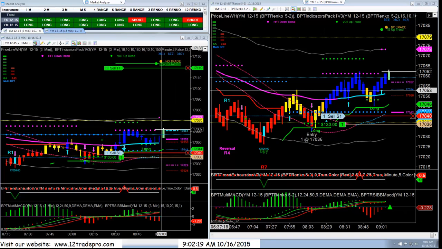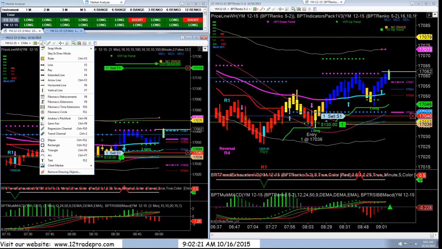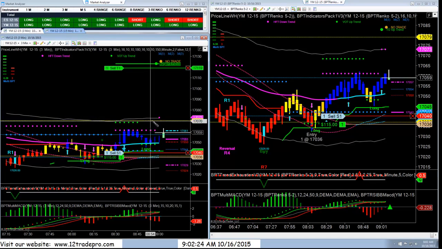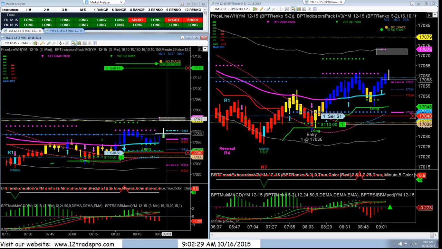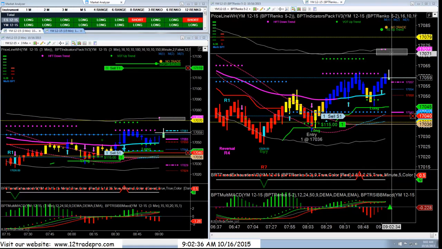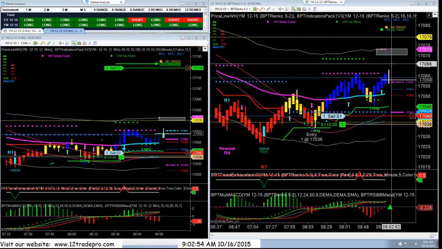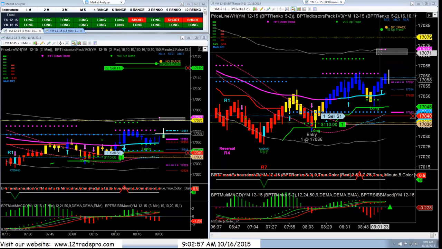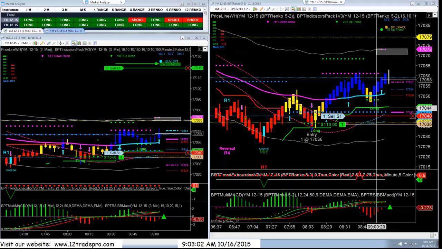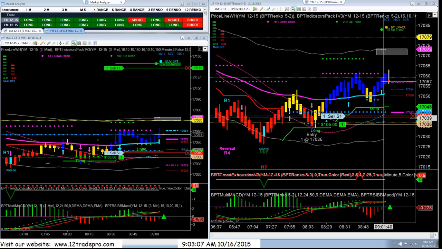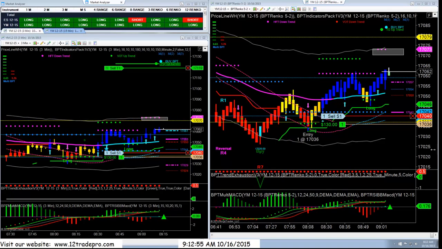Let me put a little box on there. This is the resistance area I'm looking for the price to react to and push back off of. I've got it on the 5-2 also. I want the price to blast right through there, but I know this is going to be a resistance area. As the precision trend line moves up, I will move my stop up and put it at least 2 ticks below the precision trend line and use that as my trailing stop.